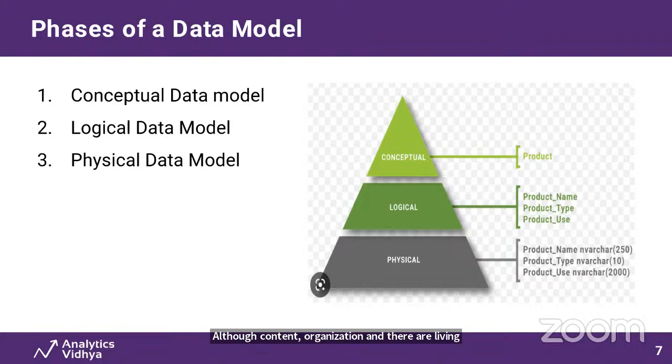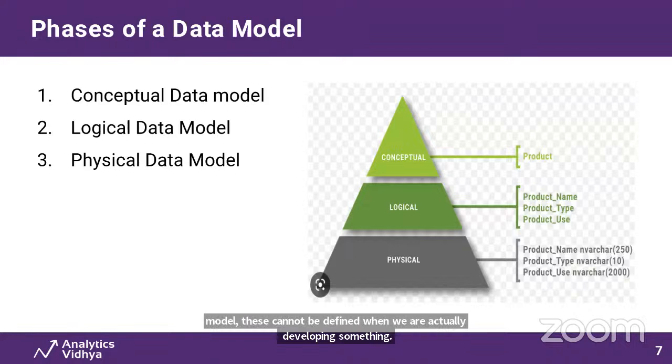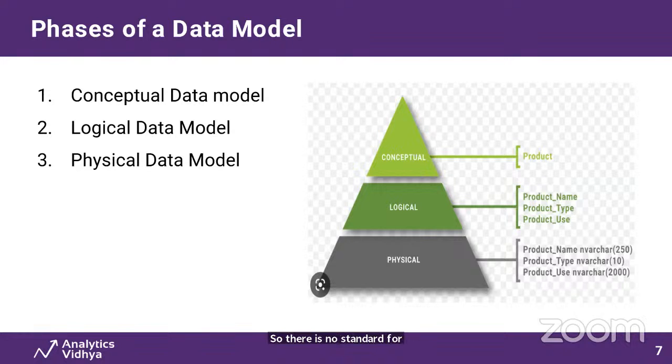A business rule could be that each vendor has to supply at least one product. All such rules can only be decided when we are building the conceptual data model. These cannot be defined when we are actually developing something. There is no standard format for conceptual data models. What matters is everyone should align and agree on the purpose, scope, and design of that data project.